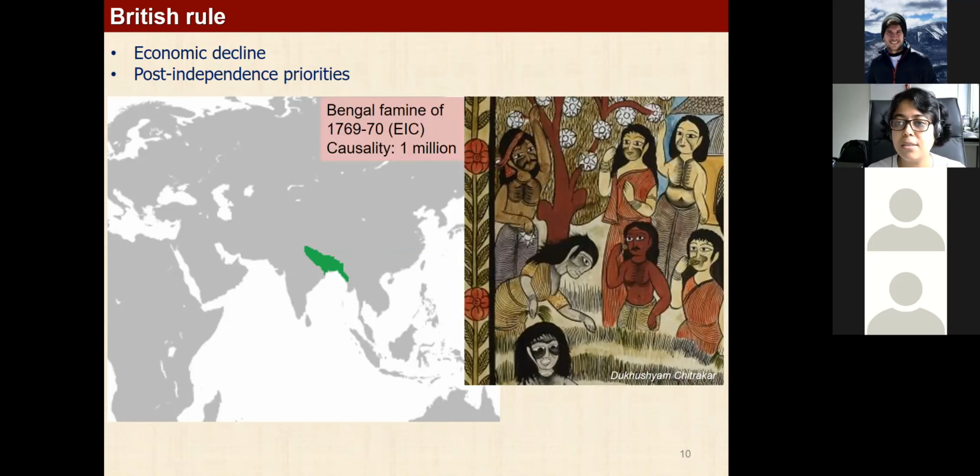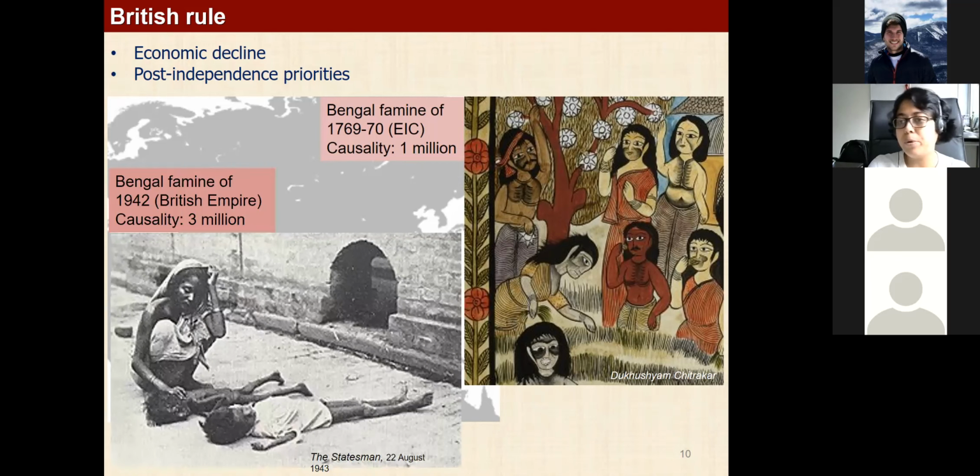It actually went through two phases of famines. So the first Bengal famine of 1769 to 70, it was under the East India Company rule, and it caused like 1 million deaths. And again, it's from a spot which had the maximum food crop production. The second thing didn't change even with the transfer of power from the corporation to the parliament. The second Bengal famine came in 1942 under the British Empire, and it caused 3 million deaths. And it's one of the most well-documented famines.